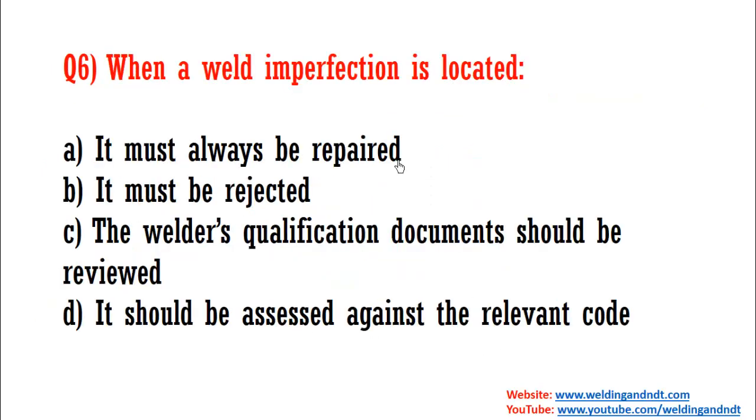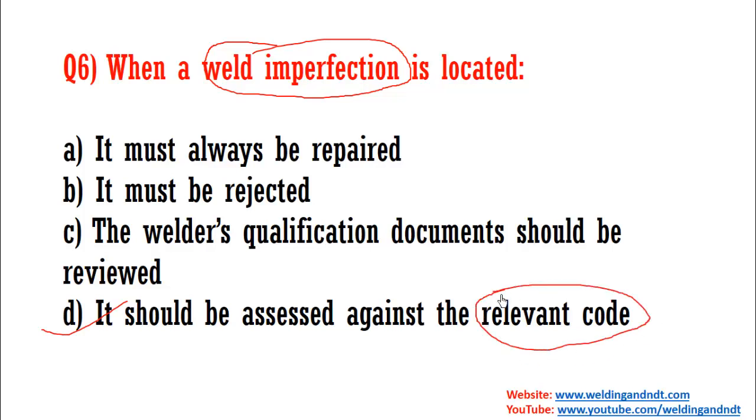Now question number 6, when a weld imperfection is located, suppose you have located one weld imperfection, what will you do? A, it must always be repaired. B, it must be rejected. C, the welder's qualification document should be reviewed. And D, it should be assessed under the relevant code. So the answer is it should be assessed under the relevant code.